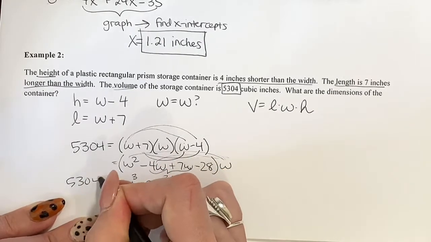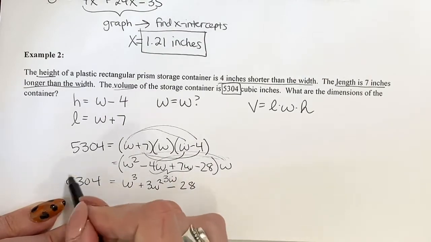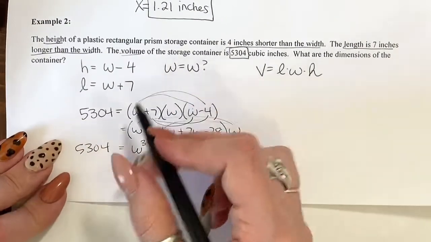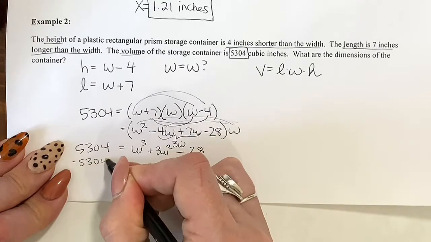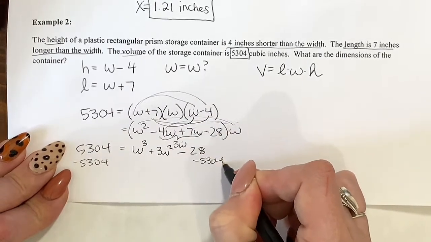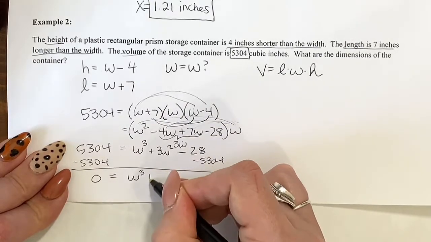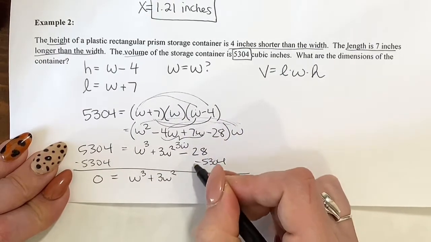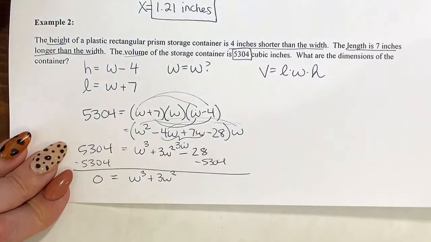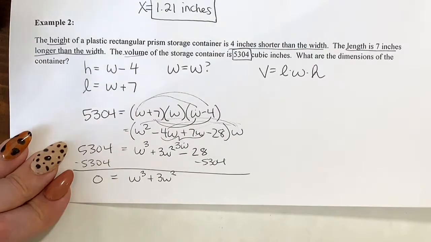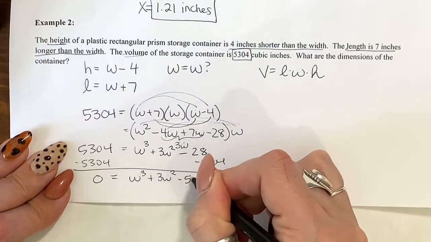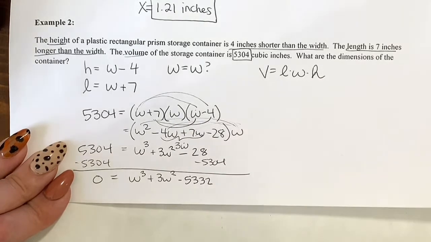But just like the last example, before we can solve for w, we need to have 0 over here. We always want it to be equal to 0. So I'm going to subtract that number over, so that we have a lovely 0 on this side. And then we have w cubed plus 3w squared, and then negative 28 minus 5,304 is a negative 5,332. And again, you could waste your time factoring here, but the faster way is to put it into your graphing calculator.